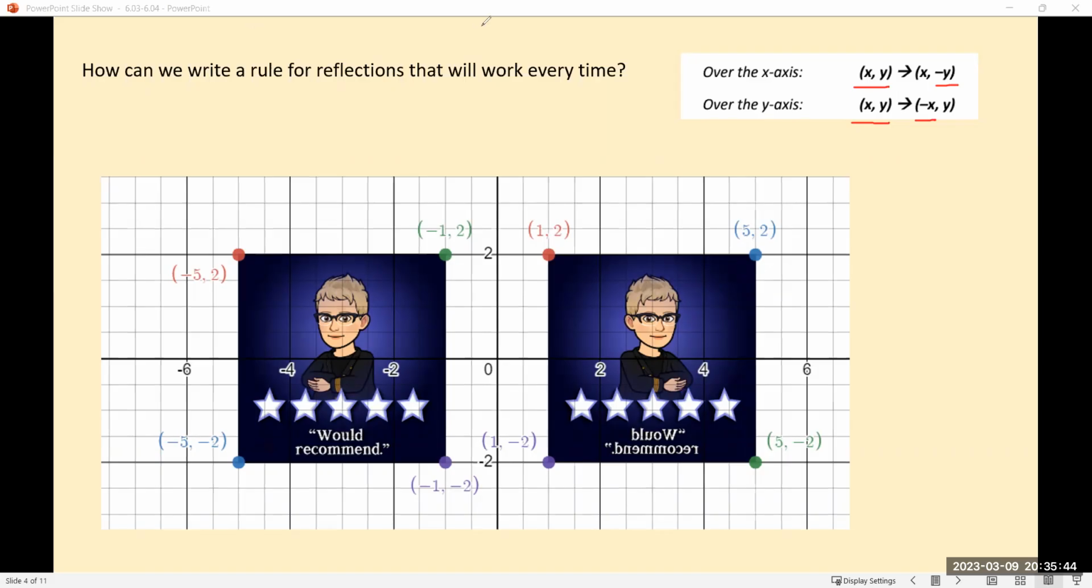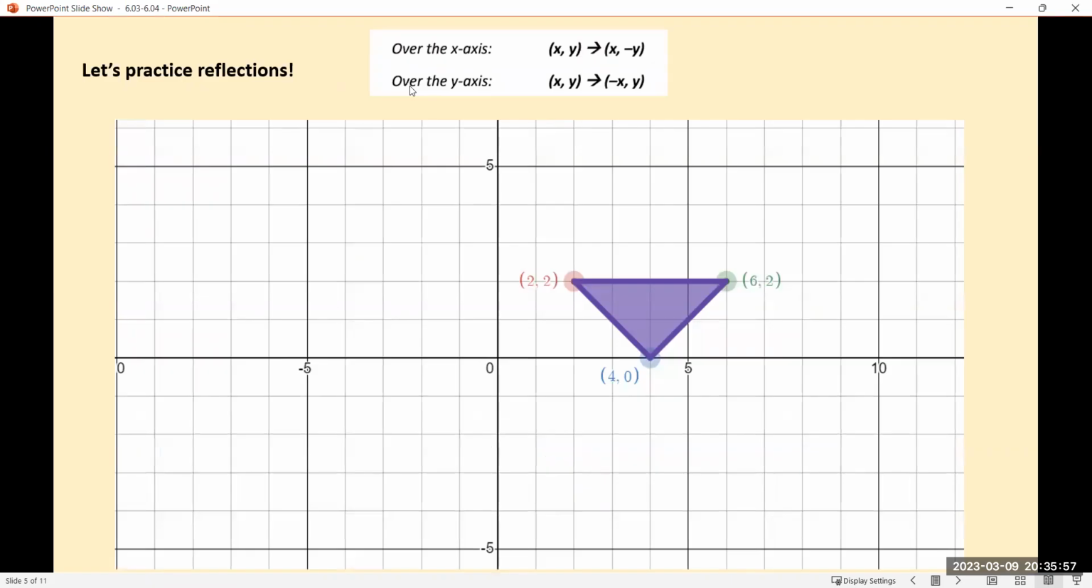Okay, so those are those rules. Make sure you have those written down somewhere. Make sure that you get those memorized. Now remember, these are for reflections. Reflections is when you flip an object. All right, so let's do a little practice here. So we're going to practice flipping this over the X and over the Y.